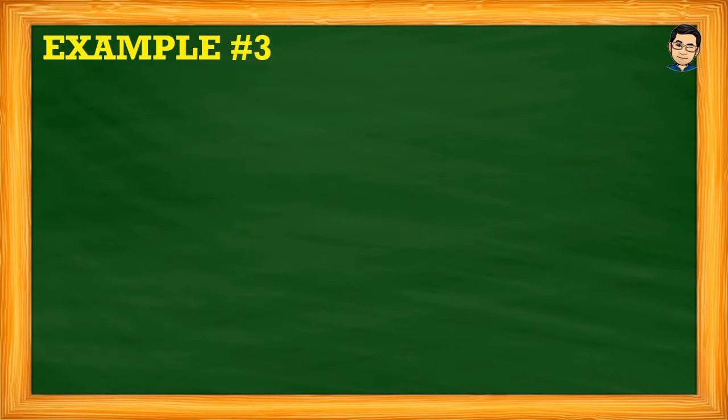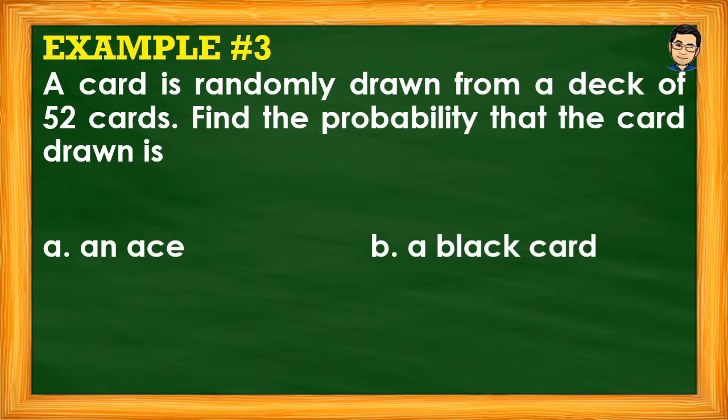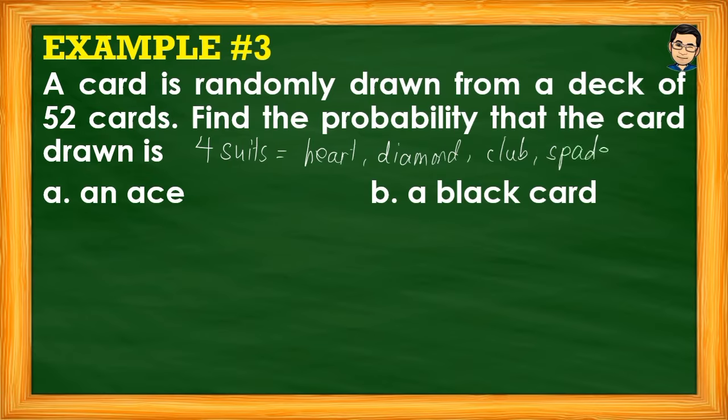For our last example, we have cards naman. So, a card is randomly drawn from a deck of 52 cards. Find the probability that the card drawn is, for letter A, an ace. And then for letter B, black card. Okay, so sa card, meron po tayong 4 na suits. Ito yung heart, diamond, club, tsaka spade.